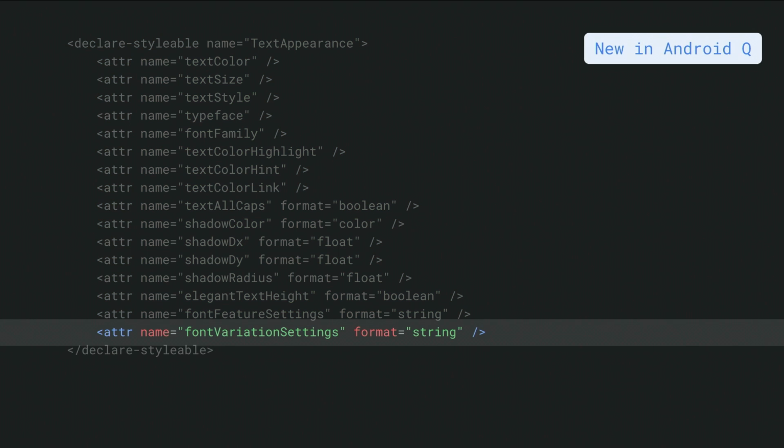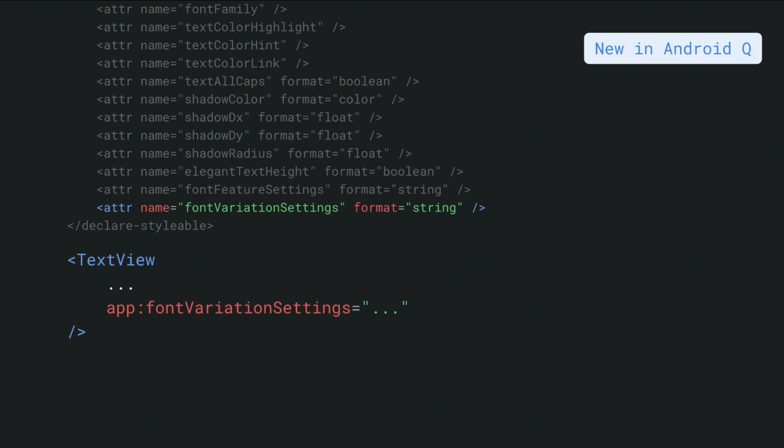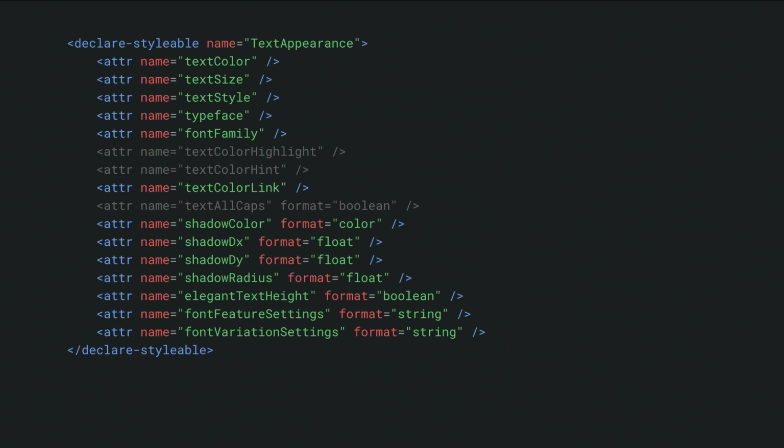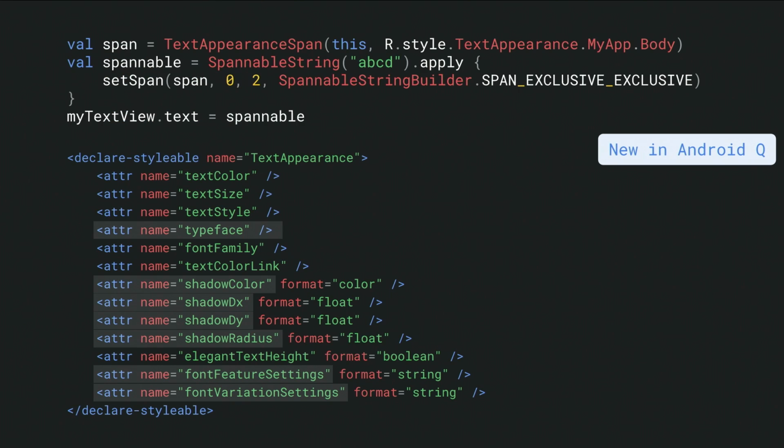In Android Q, we added a new attribute in text appearance, the font variation settings. And the same attribute, starting from Q, can be used in text view and in app-compat text view. Some of the text appearance attributes are also supported in text appearance span. Before Q, the text appearance span didn't read some of the text attributes like typeface or shadow. So starting from Q, the text appearance span is updated to read and apply these attributes as well.